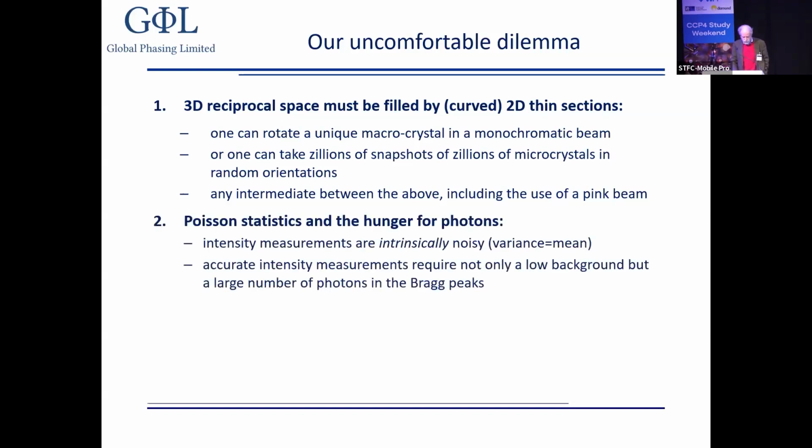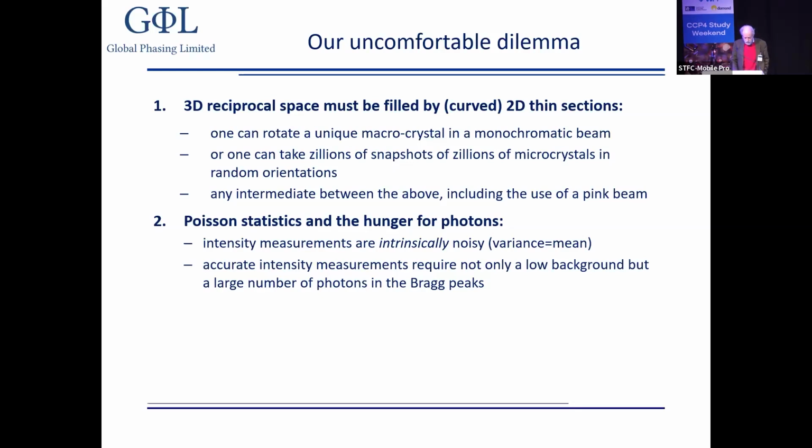But the problem is that you don't just measure an intensity the way you measure a voltage. Intensities are measured through a counting process, and that is intrinsically noisy. The variance is equal to the mean, and you cannot negotiate that.